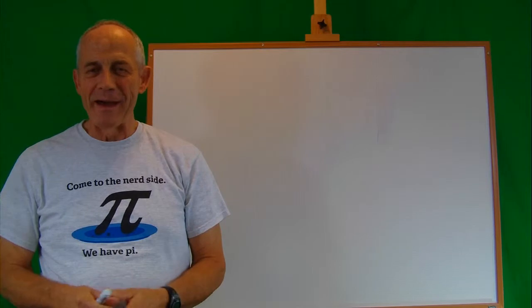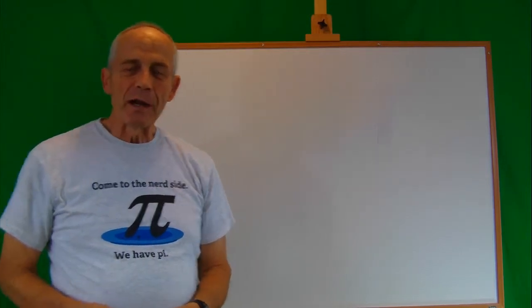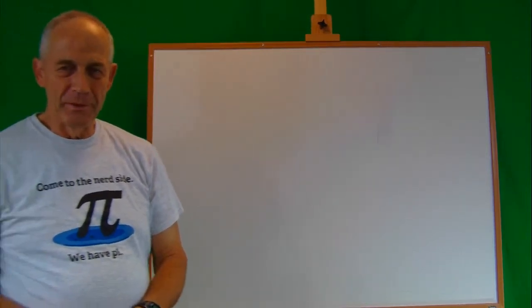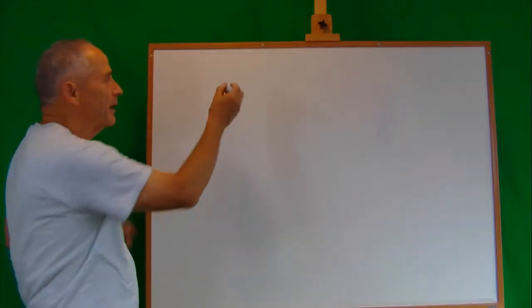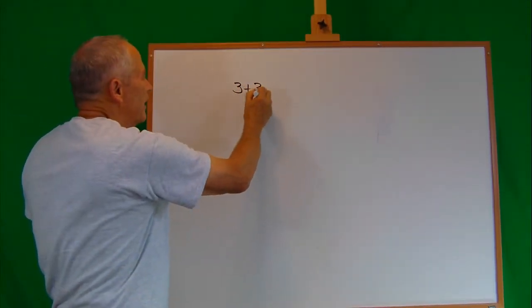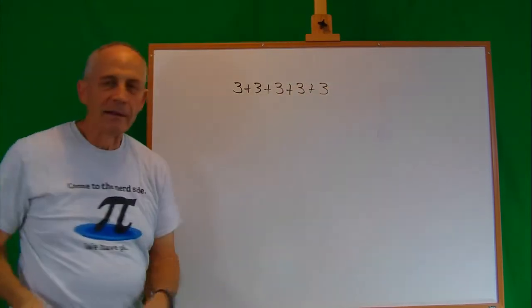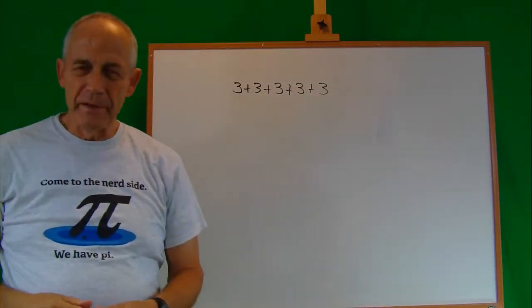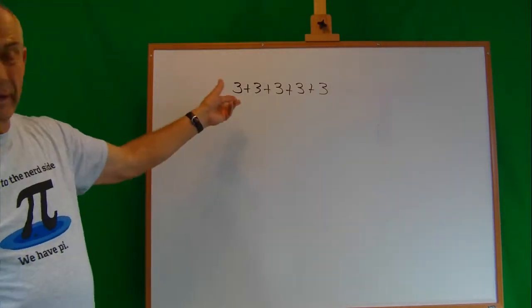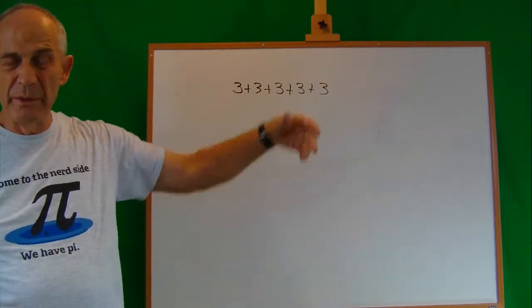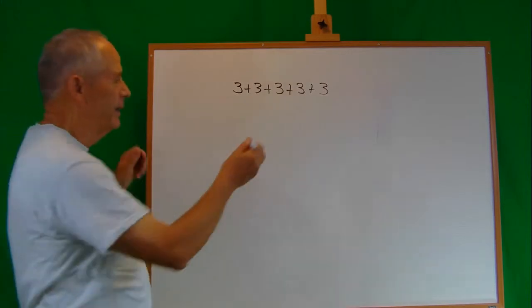For some more fun math, I'm going to talk today about multiplication and division. To begin with, I'm going to write this on the board. I think everybody can figure out what that's equal to. If we add 3 plus 3 plus 3 and we do that 5 times, we get 15.